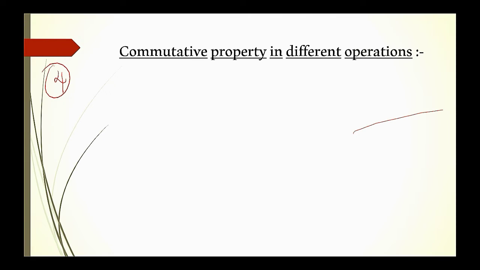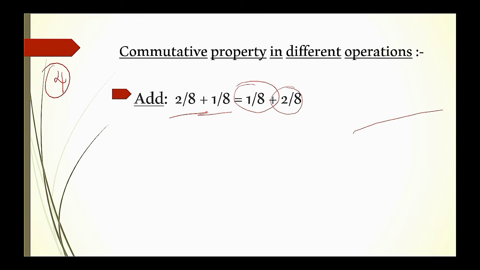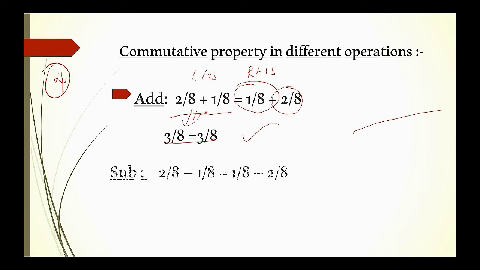First operation, addition. When I add 2 by 8 plus 1 by 8 and rearrange it, that means 1 by 8 comes first and 2 by 8 next, I am getting 1 by 8 plus 2 by 8. Let us check the answer. I'm getting 3 by 8 in LHS, and I'm getting 3 by 8 in RHS also. The answer is the same. That means it supports the commutative property. Next, subtraction.